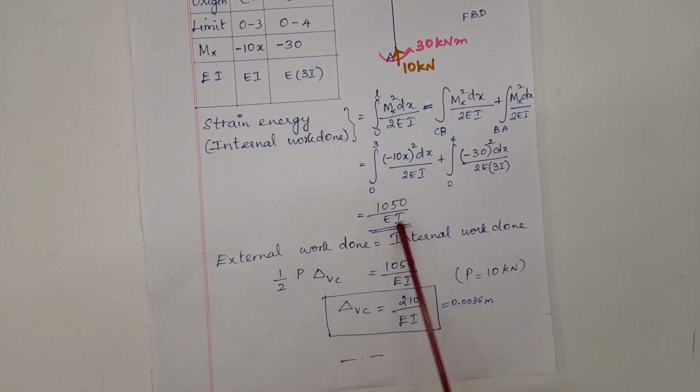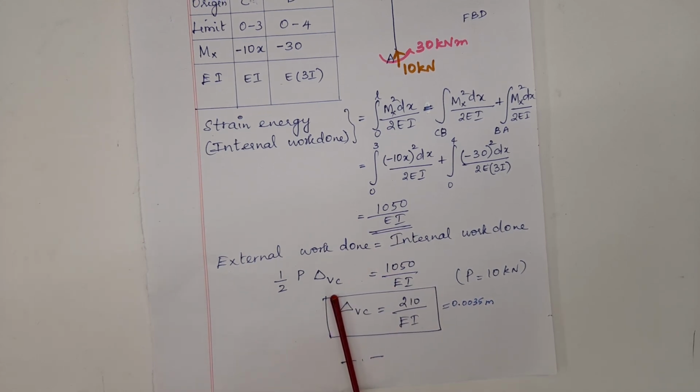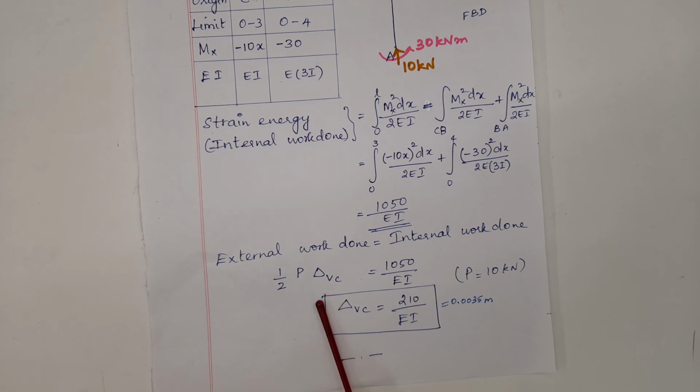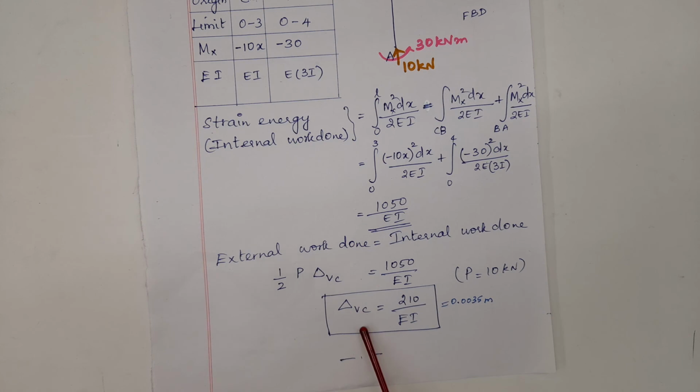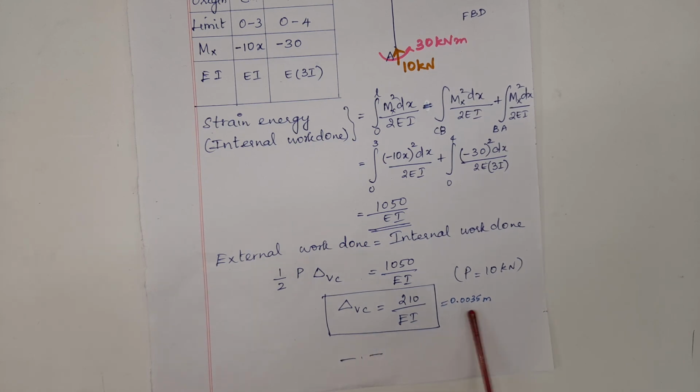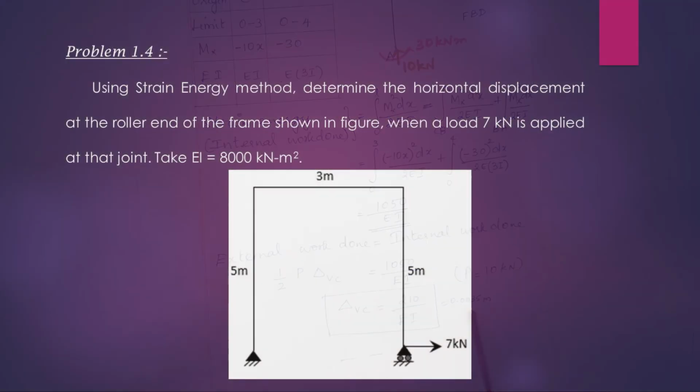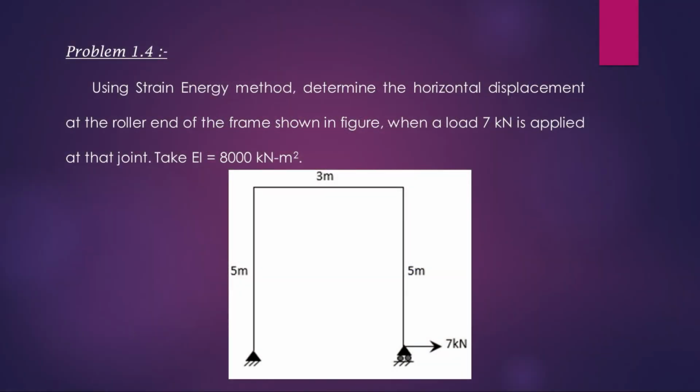This has to be equated with the external work done, half P delta, taken from the load deflection curve. Here the value of P is given as 10 kilonewton at the free end of the frame. Finally, substituting the value of P, I get the value of delta VC. Since E and I values are given, I can get the numerical output for this problem.